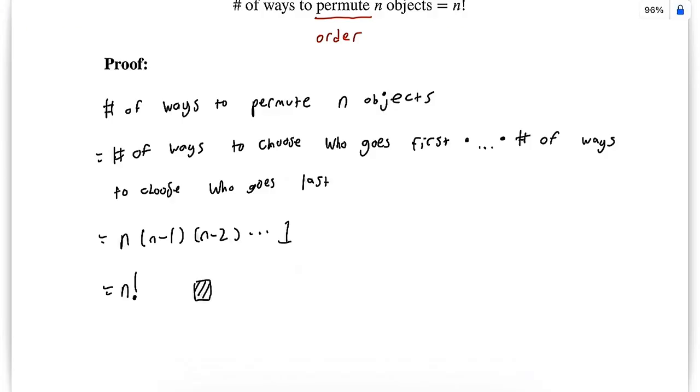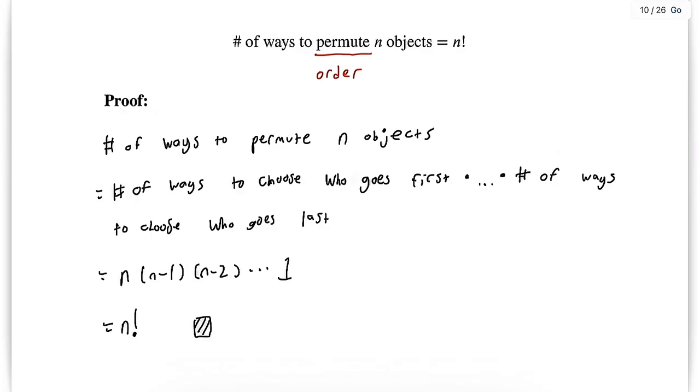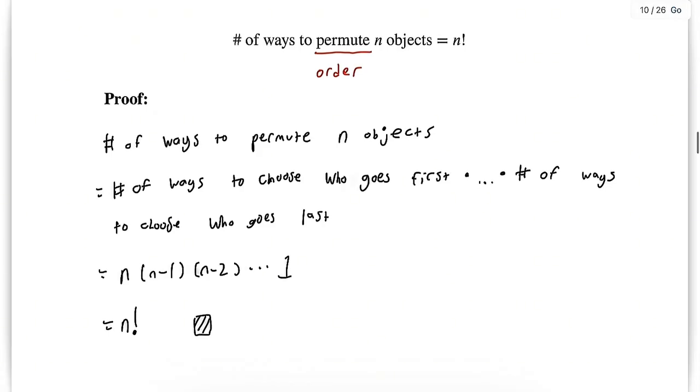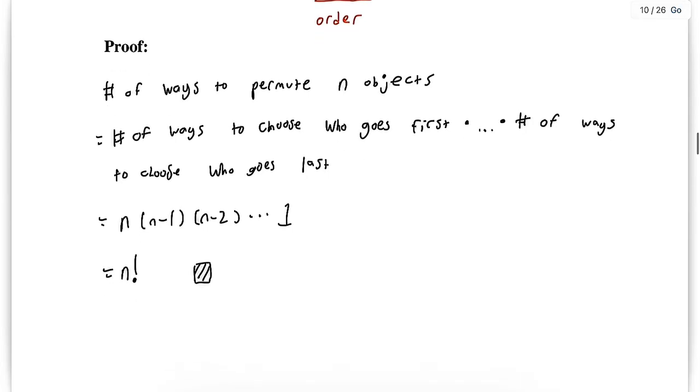In a way, you can honestly say that the defining feature of n factorial is this property. Even more important than its multiplicative definition here, it's that n factorial is the number of ways to permute n objects. This is really the most important thing about n factorial.